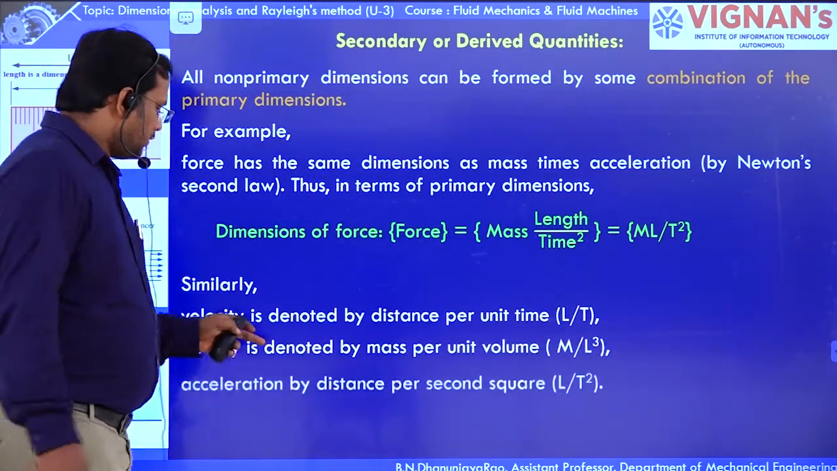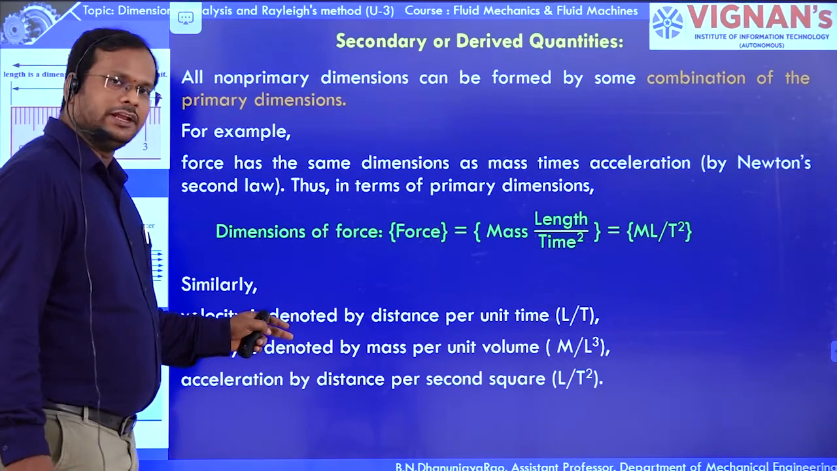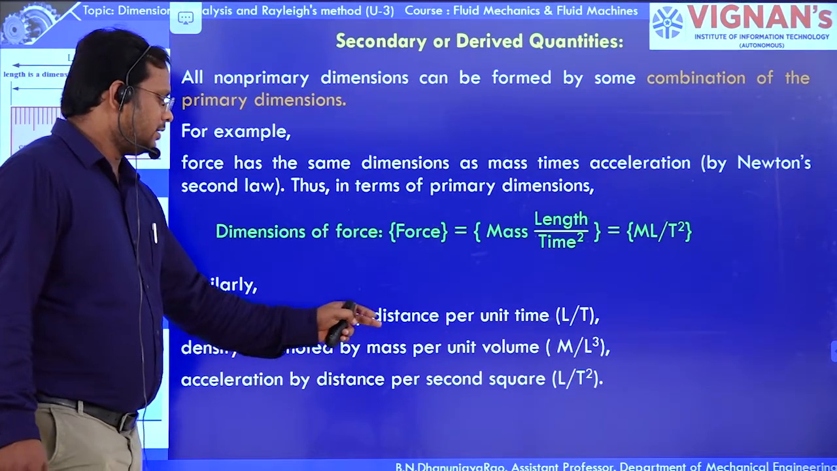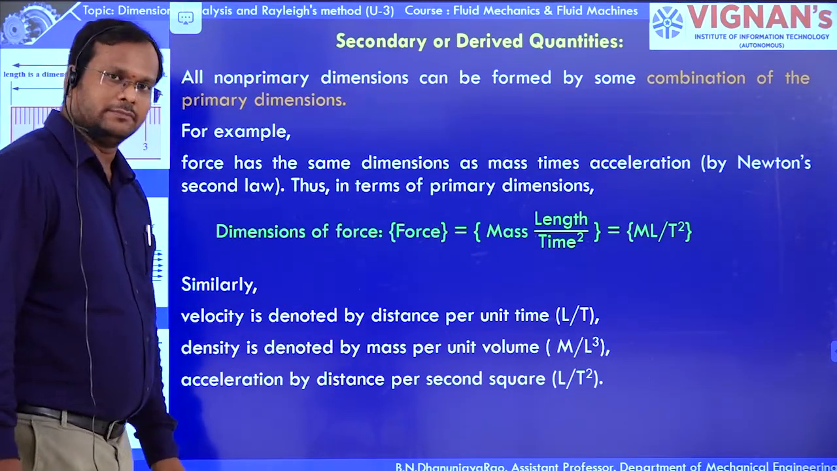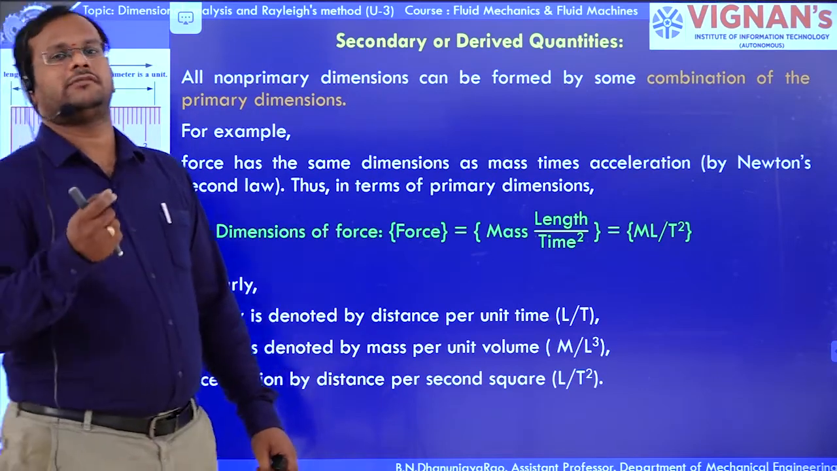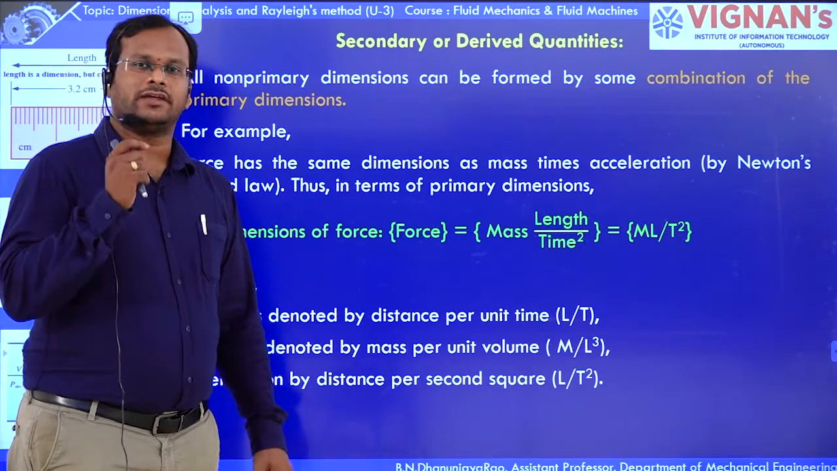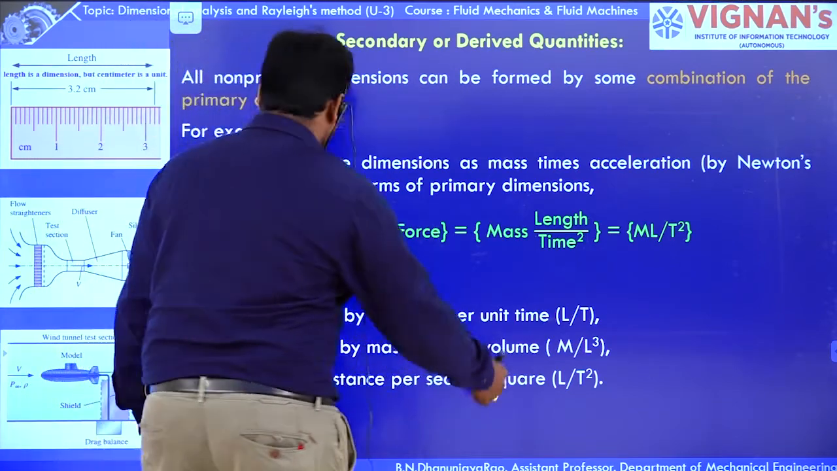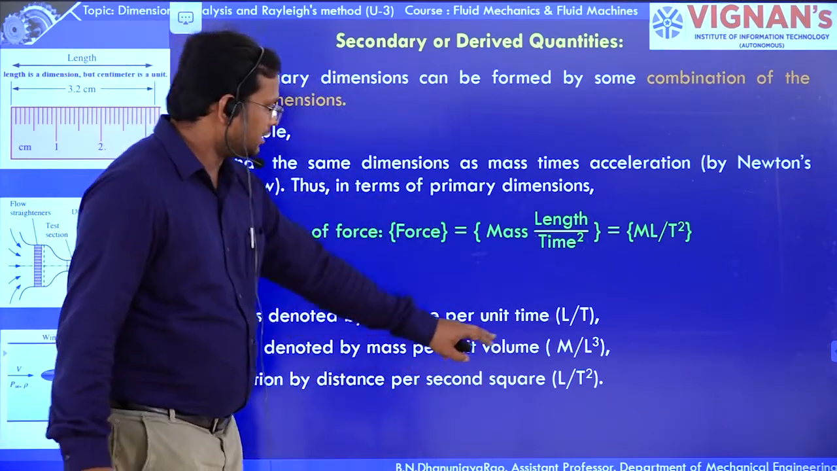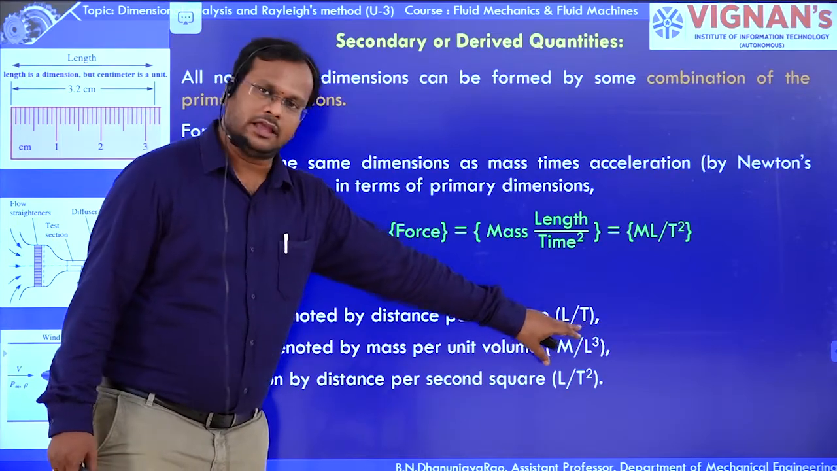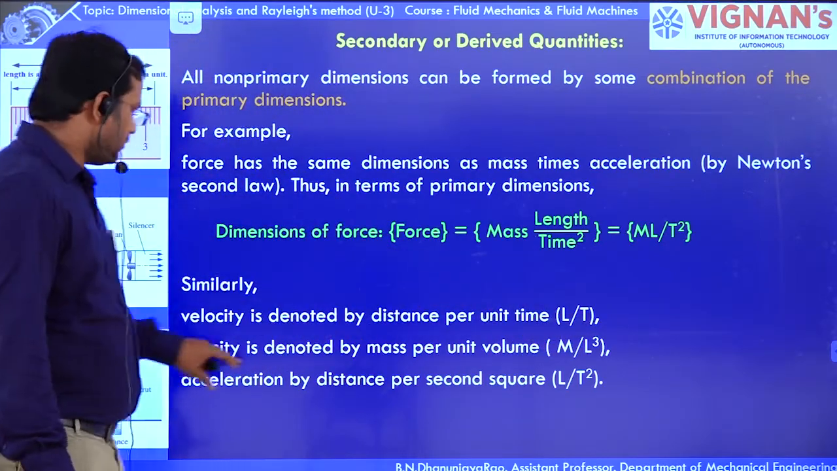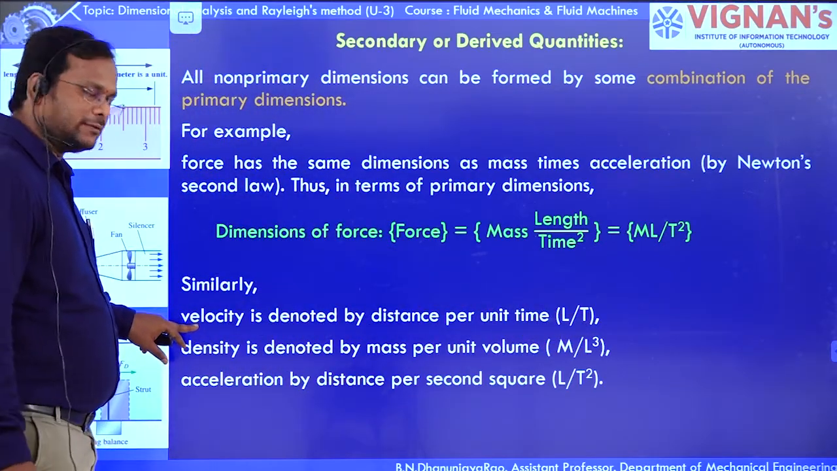Similarly, velocity is denoted by distance per unit time. The fundamental dimension of distance is L. The fundamental dimension of time is T. Here, you can observe the fundamental dimensions L and T. L by T is the dimension for velocity.